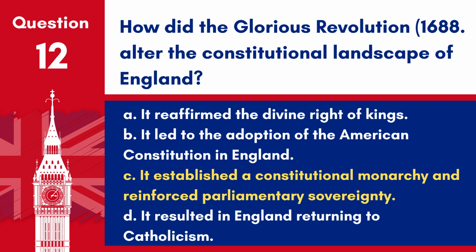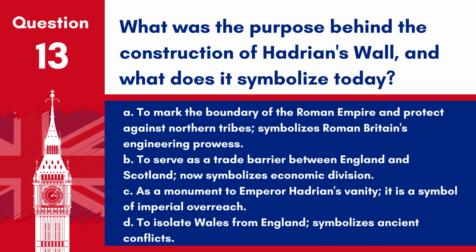Answer: C. It established a constitutional monarchy and reinforced parliamentary sovereignty. The Glorious Revolution marked a turning point in English governance by limiting the powers of the monarchy and laying the groundwork for modern democracy.